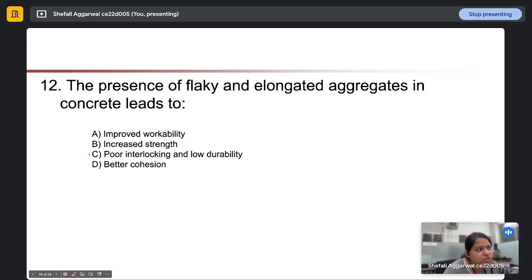So what can be the disadvantage of using flaky and elongated aggregate? It reduces the interlocking of our aggregates, and in the long term it reduces the durability of our concrete. Okay.